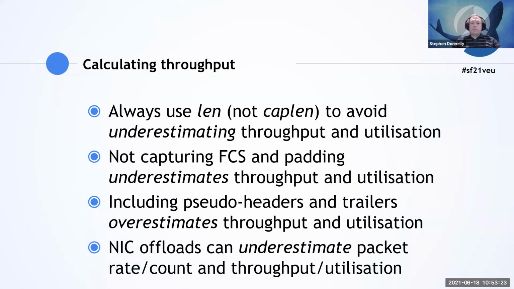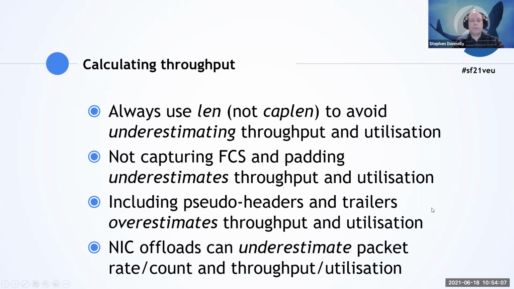So when we're trying to work out the throughput, we need to be careful about how we count bytes. First of all, you should always use the length value, not the cap length, because if you're truncating packets in the capture system, you'll underestimate the throughput that you're seeing. Whereas length always refers to the length of the packet on the wire, at least as well as the PCAP was able to determine. So that depends on your capture system. If your system doesn't capture the checksum and the padding, then you're going to underestimate the throughput and the link utilization. So you might think that it's only doing 800 megabits, but it's actually consuming 1 gigabit of bandwidth, for example.